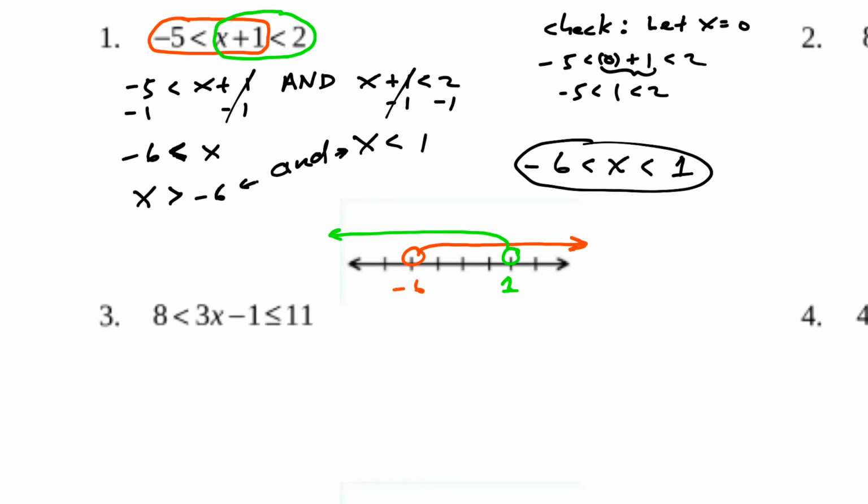Well, is that statement true? If you read that statement, it says -5 is less than 1 is less than 2. So this is true right here. -5 is less than 1, and also 1 is less than 2. So that's true. So since that is true, we know that our answer checks. All right, our answer is good.